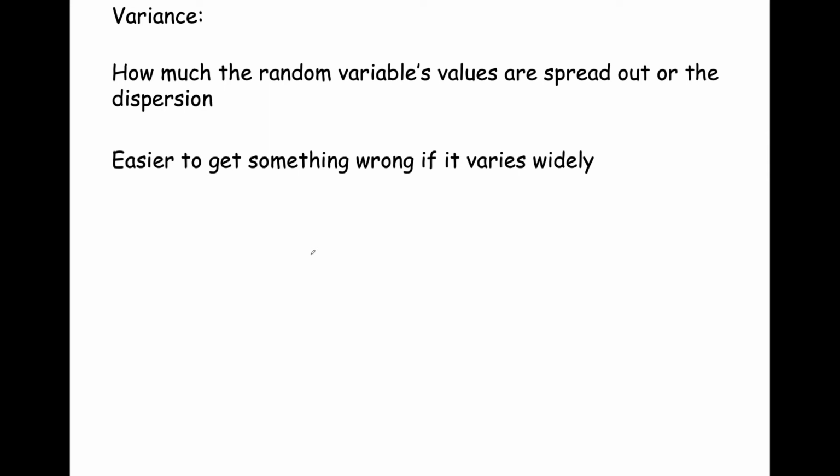And so something called the variance is another summary statistic. And the purpose of the variance is to explain how much a random variable's values are spread out in its distribution. What is the dispersion? Is it more dispersed or is it less dispersed?